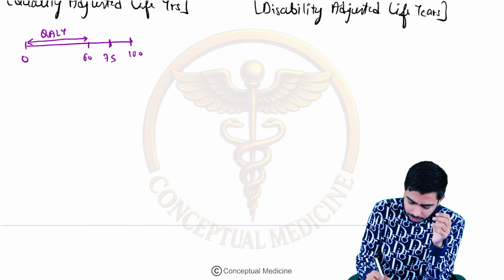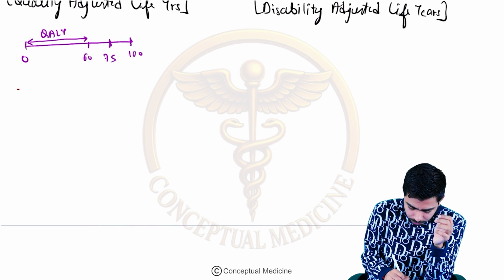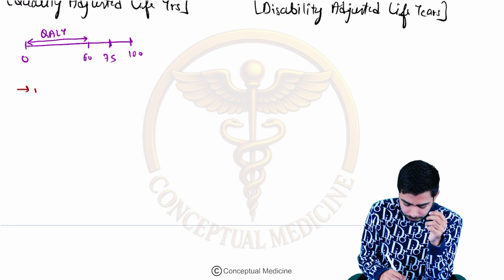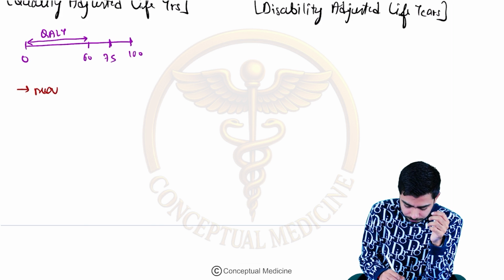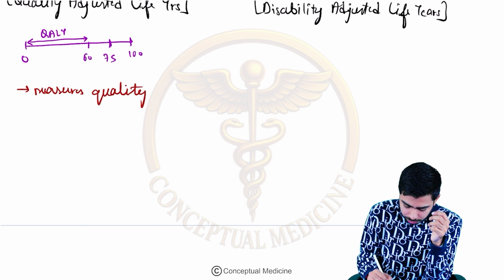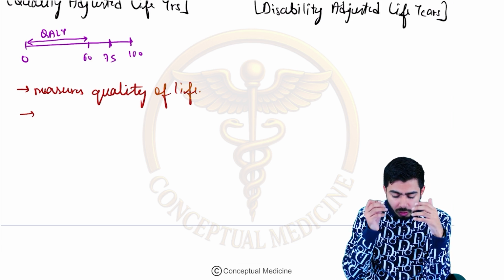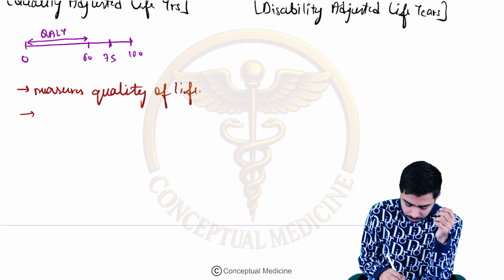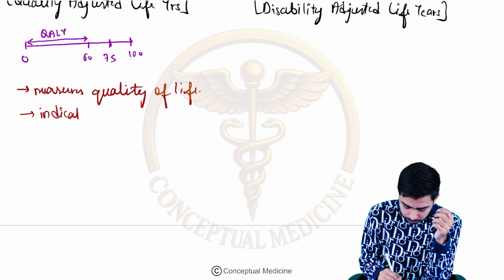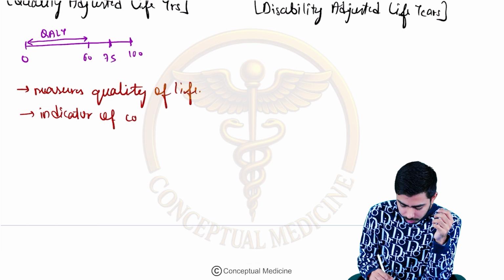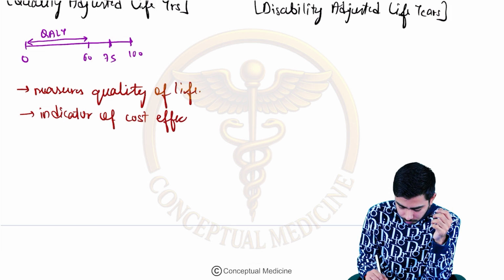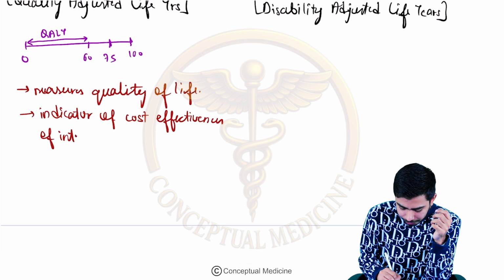So what do I mean by quality adjusted life years, guys? Now you can easily answer. This is the parameter where you can measure quality of life. The second important point is that this is an indicator of cost effectiveness of any kind of intervention. What do I mean by that?